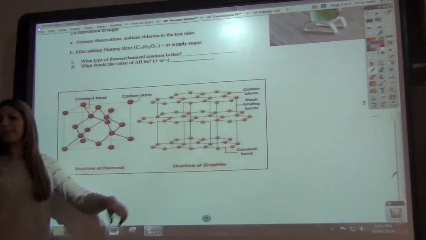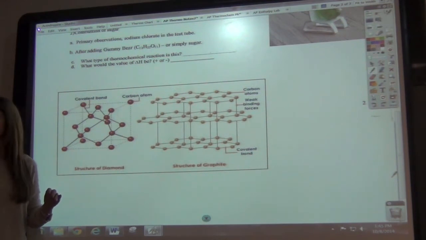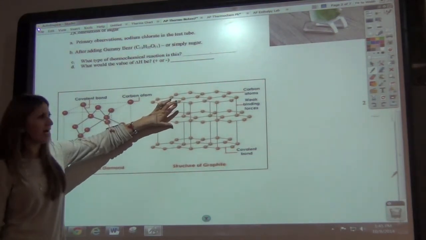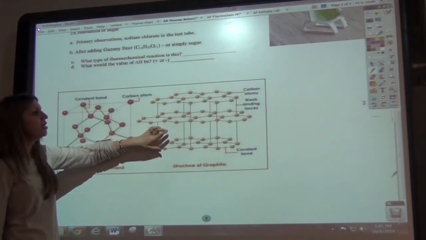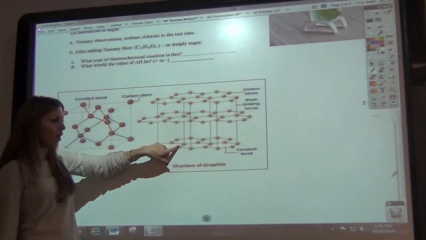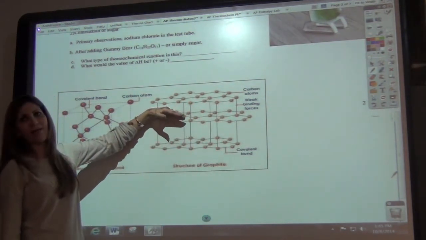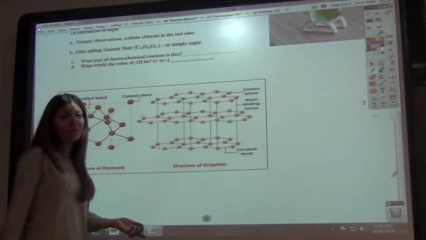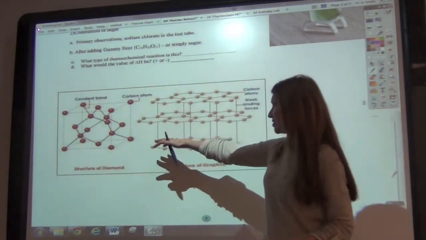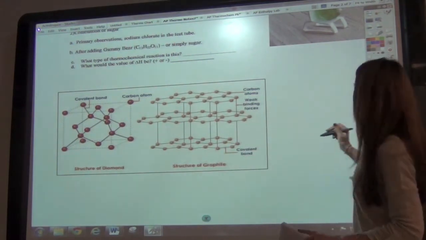How's graphite different? What's in between the layers? Empty space. We have just IMFs in between here, weak forces in between here. One chain has covalent bonds within it, but in between are IMFs. And that's why there's such a difference between graphite and diamond. Even though they're both made of carbon, one of them is connected covalently between every single carbon atom, and the other one has just forces in between.